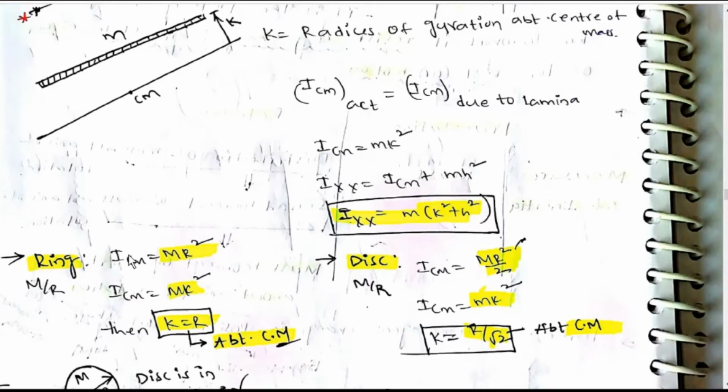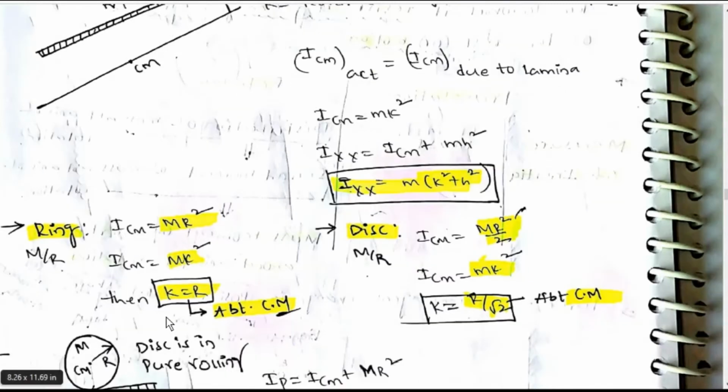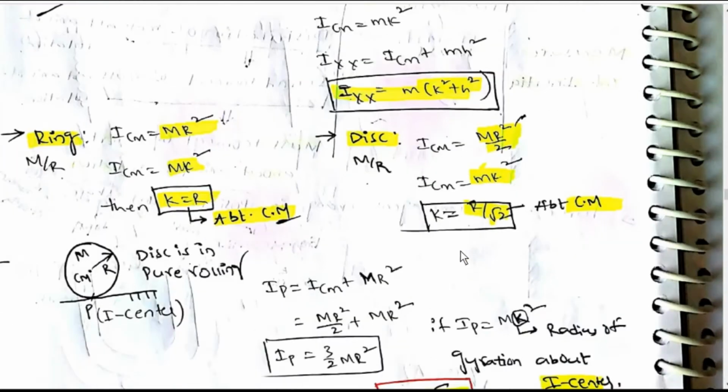For a ring, ICM is equal to MR square. ICM is equal to MK square. Then K is equal to R about the center of mass. For a disk, ICM is equal to MR square by 2. ICM is equal to MK square. K is equal to R by root 2 about the center of mass.